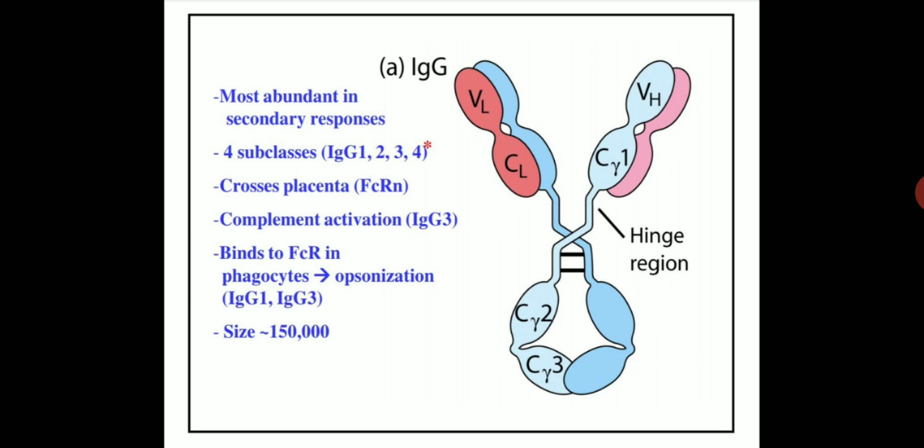Immunoglobulin G is the most abundant among all the classes of antibodies. 80% of total serum immunoglobulin is IgG. It has 4 subclasses: IgG1, G2, G3 and G4. These antibodies can cross placenta and provide passive immunity to developing fetus. They are also effective complement activators.